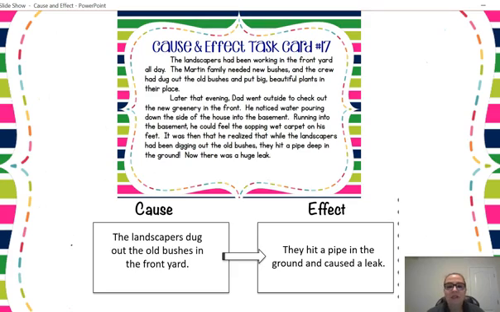All right, friends, for your next activity, you are going to be reading a passage on Fortnite, and you will be filling in a graphic organizer showing cause and effect relationships.